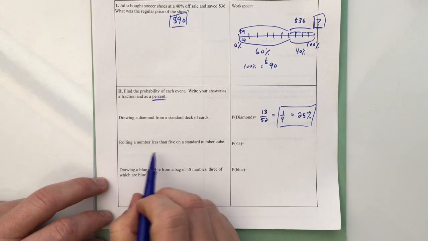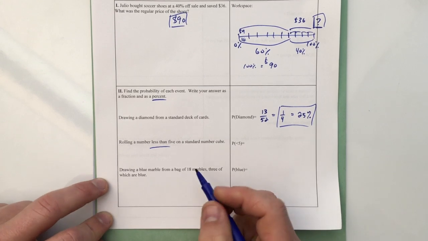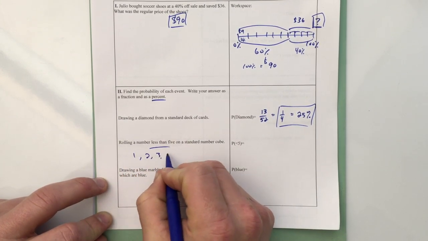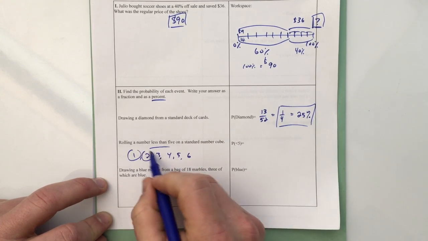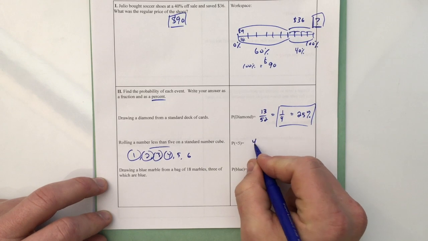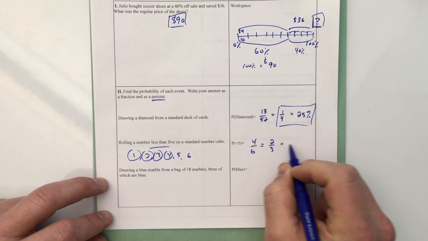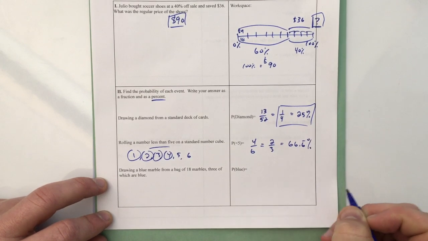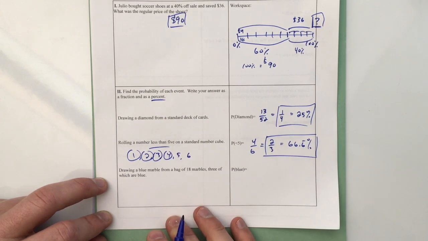Rolling a number less than 5 on a standard number cube. Less than 5 means 5 does not count, right? So on a standard number cube, 1, 2, 3, 4, 5, 6, right? So we're looking for 1, 2, 3, or 4. So 4 out of 6, which is 2/3, which is 66.6 repeating percent. Oh, like I would know that.